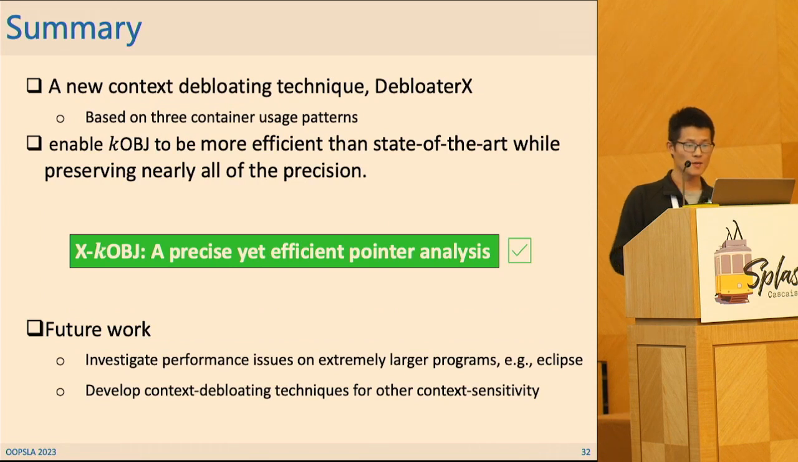In summary, this paper introduced a new context debloating approach, DebloaterX, based on three container usage patterns. It enables K-object-sensitive analysis to be more efficient than the state-of-the-art while preserving nearly all of the precision. There is still some work to do in the future. First, we plan to investigate the performance issues on extremely large programs such as Eclipse. We also want to develop context-debloating techniques for other kinds of context sensitivity, like type sensitivity.